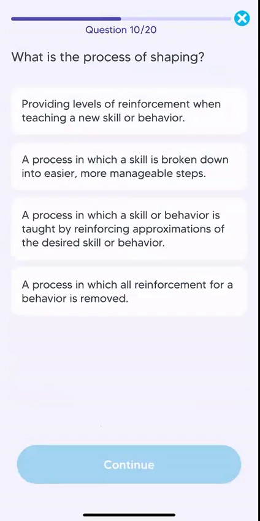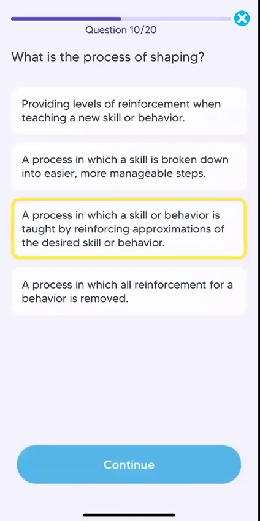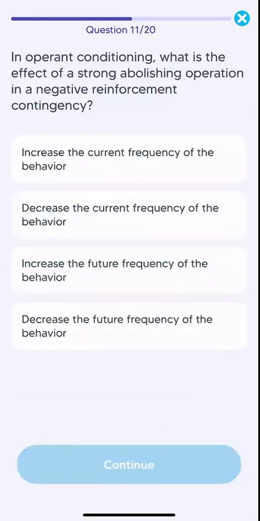Providing a level of reinforcement when teaching a new skill or behavior; a process in which a skill is broken down into easier, more manageable steps; a process in which a skill or behavior is taught by reinforcing approximations of the desired skill or behavior; a process in which all reinforcement for a behavior is removed. No, third one. Correct. Okay. Next. In operant conditioning, what is the effect of a strong abolishing operation in a negative reinforcement condition?